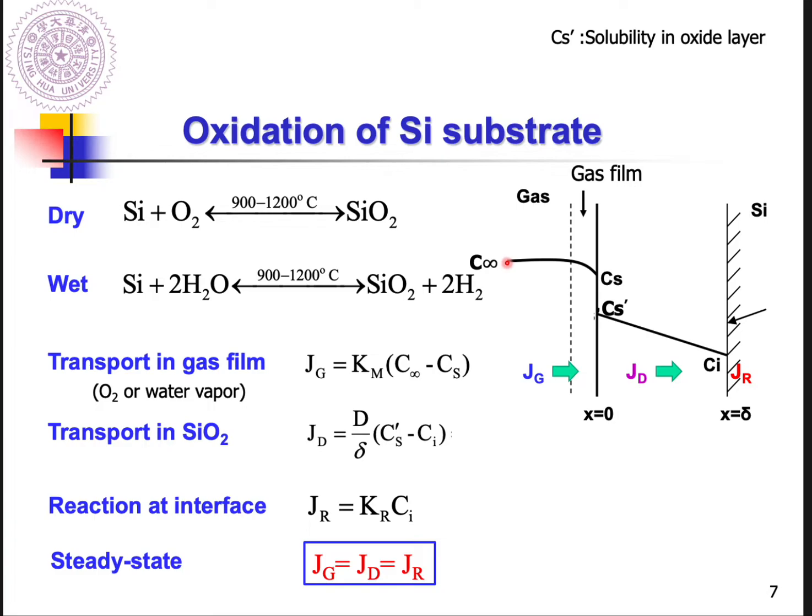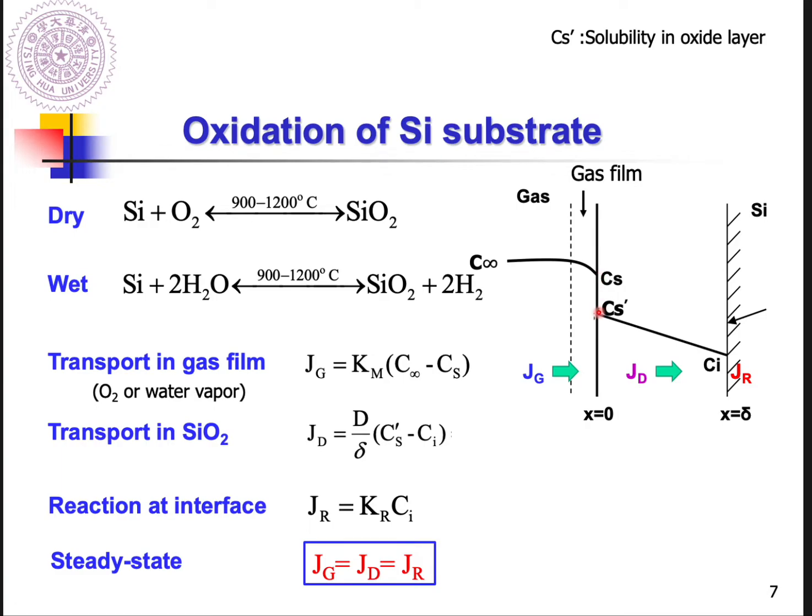So when you try to draw the concentration of oxygen, in the gas phase we know the concentration here, and oxygen is going to diffuse through the gas film to reach the surface of the silicon substrate, and we use Cs to represent the concentration of oxygen at the surface of the silicon substrate. This is at time 0, right before the chemical reaction happens.